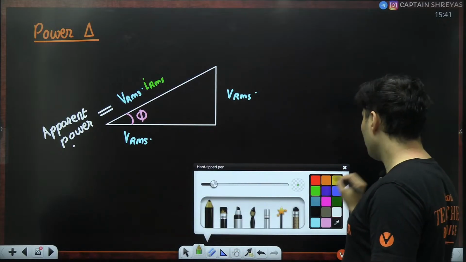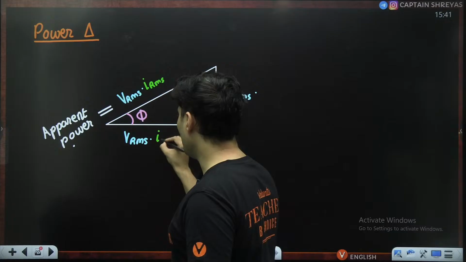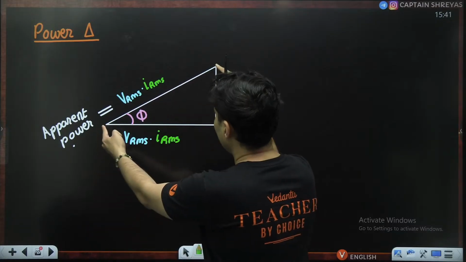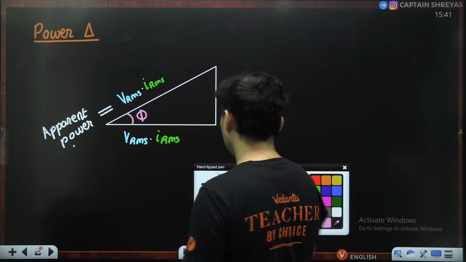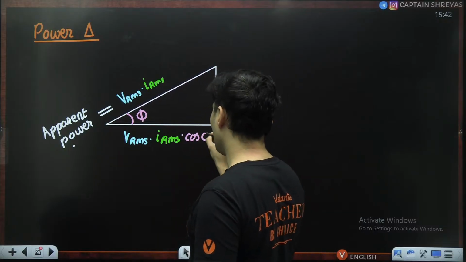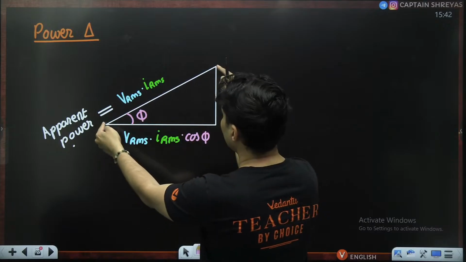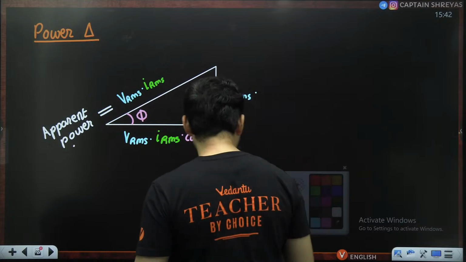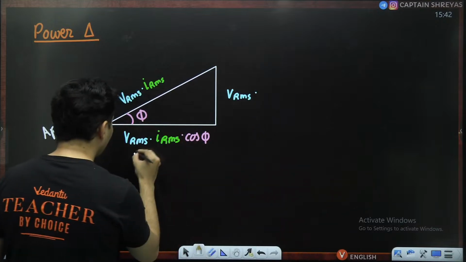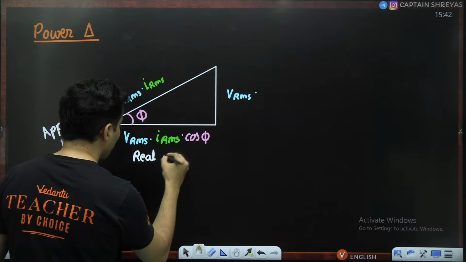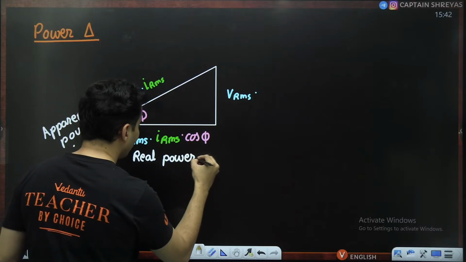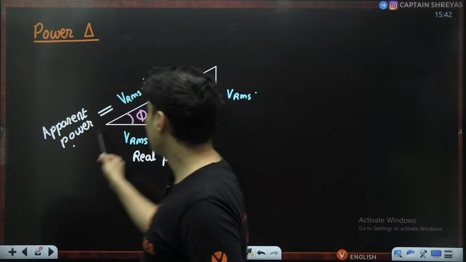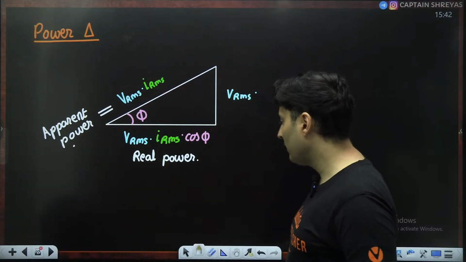But the true power is Vrms into Irms, if I take the cos phi component of it. If I multiply it by cos phi, this side length is V into I cos phi. That is going to be my real power, which is actually lost in the circuit. So this is apparent power, this is real power.